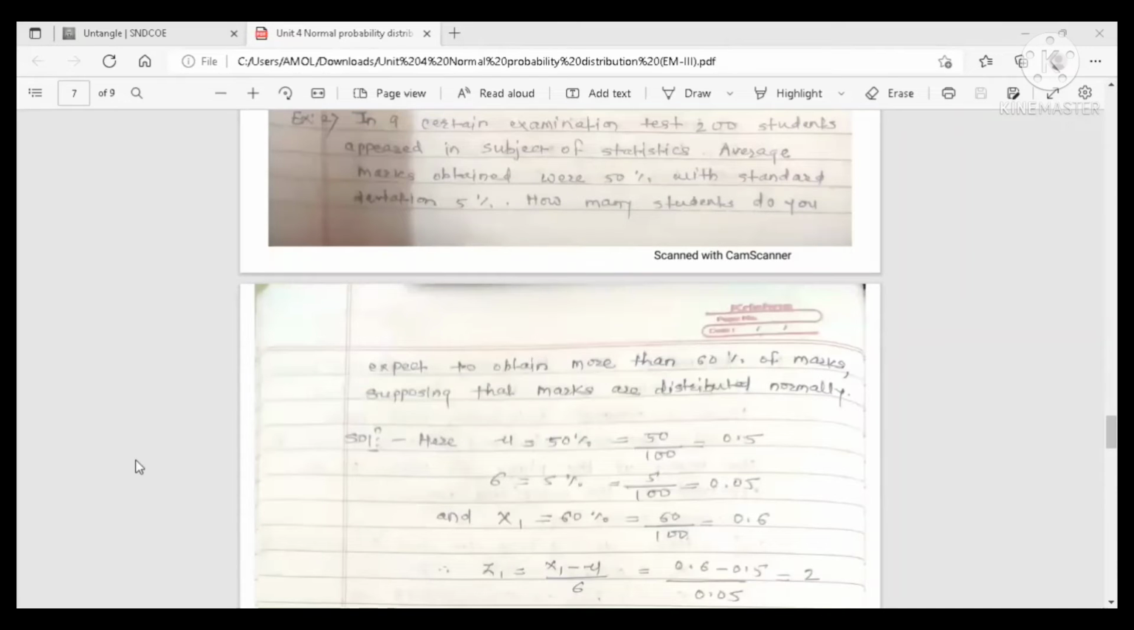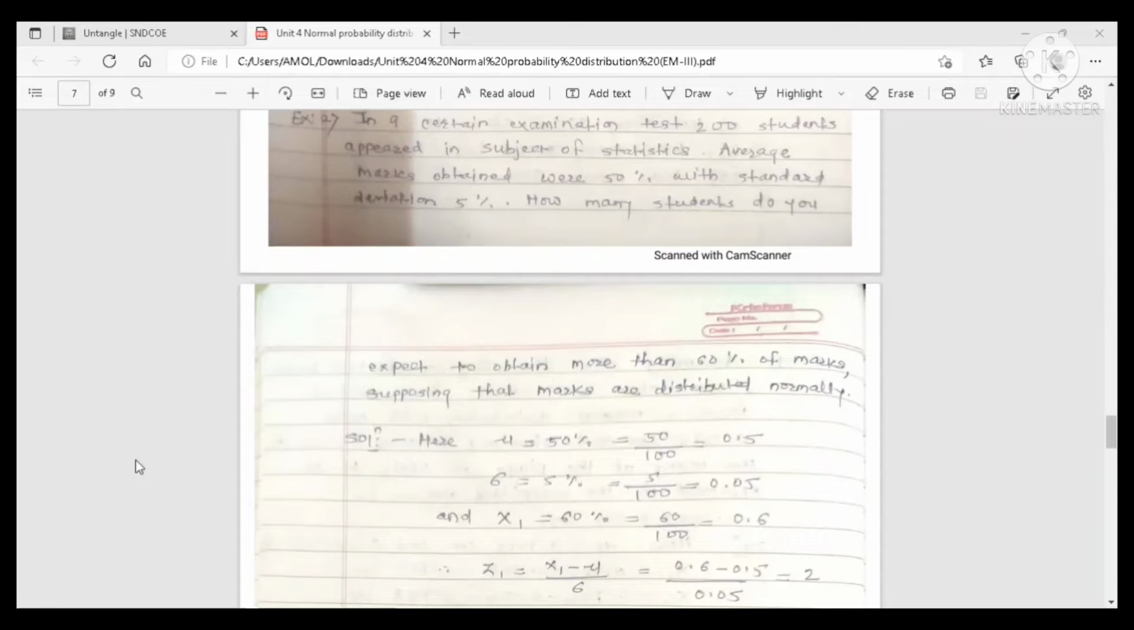Hello dear students, this is your Engineering Mathematics 3 lecture. Here we are going to discuss a few examples on normal distribution, normal probability distribution. In the last lecture also we discussed normal distribution and a few examples on it. Now in this lecture again we are going to discuss examples on normal distribution. This topic is from the 4th unit, normal distribution.